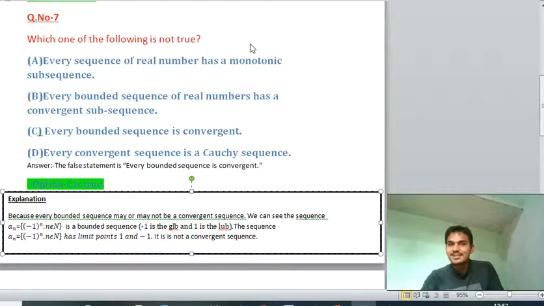So this question was asking which option is not true. Option C is not true, so option C is the answer.